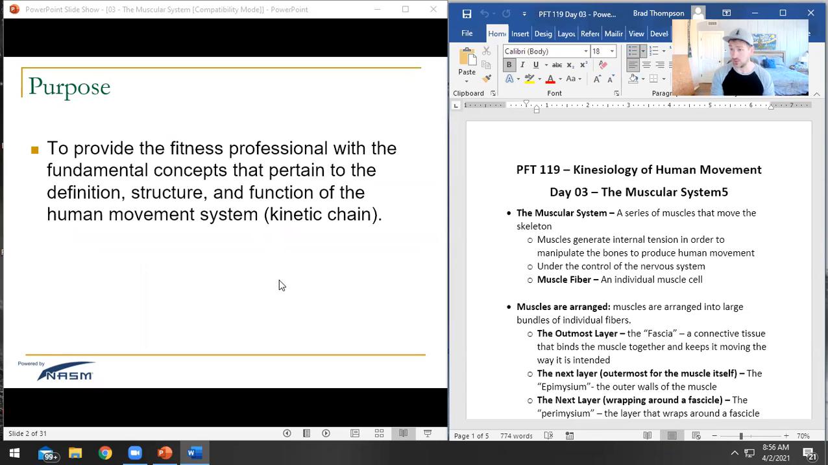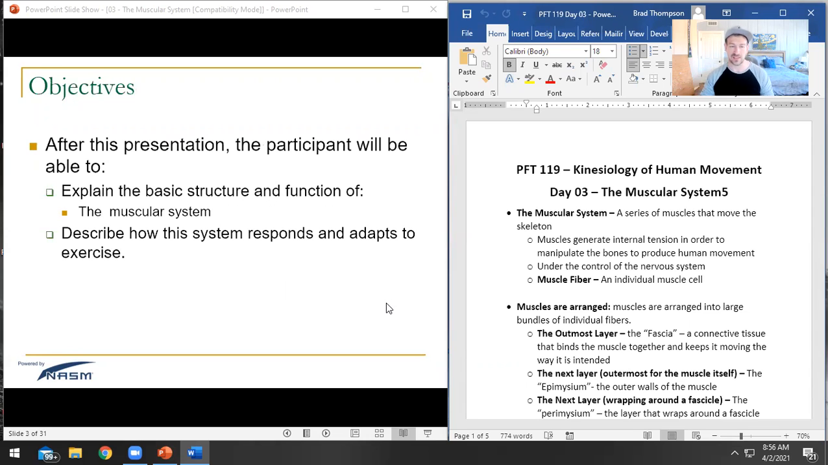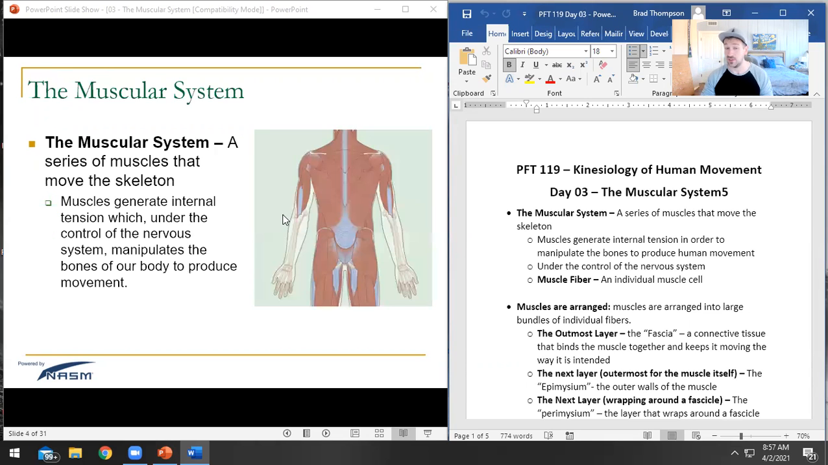We talked about the nervous system, which is going to control the entire kinetic chain, and the skeletal system, which gives us our framework. But now we are diving into the main system that is responsible for actually doing the moving, right? So after this presentation, we'll be able to describe the structure and the function of our muscular system and how that muscular system adapts and responds to the wear and tear of everyday life.